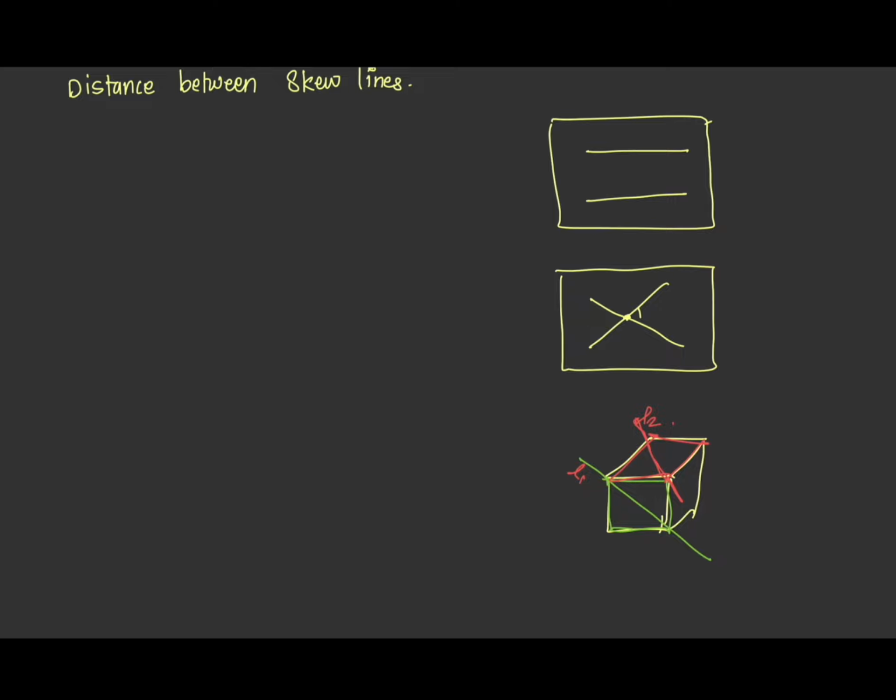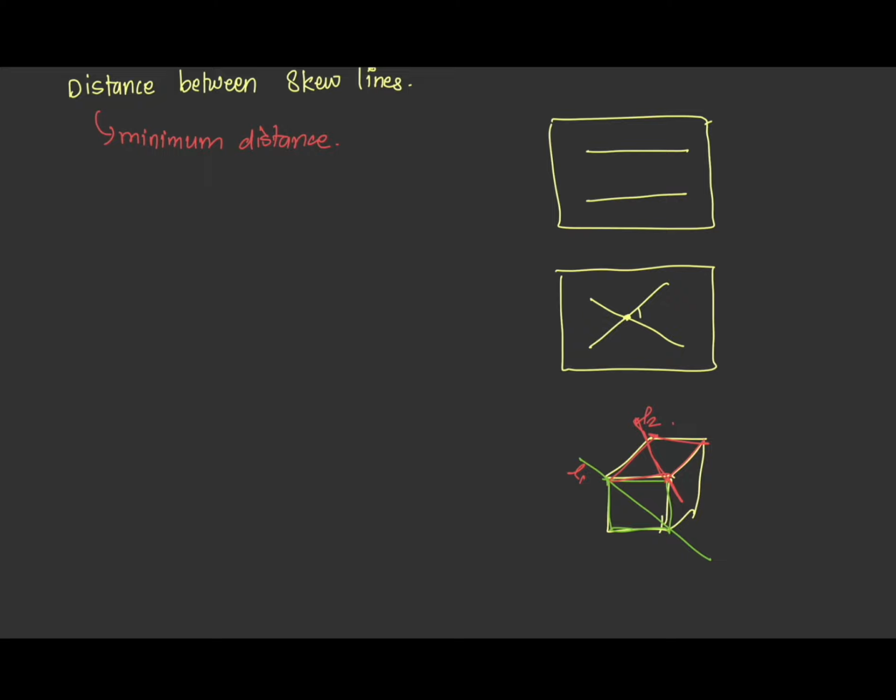So we need to calculate the minimum distance between these two skew lines. Whenever we want to calculate distance, we'll first draw the diagram to have a better understanding. And if you haven't checked out my last video on how to calculate distance from a point to a line, then you must check it out before understanding this, to see how we can draw this diagram.